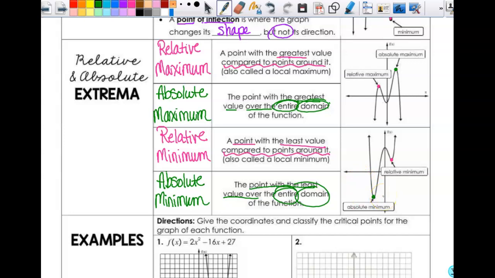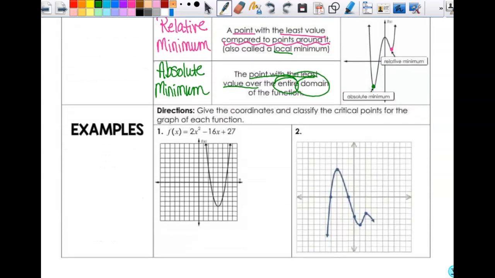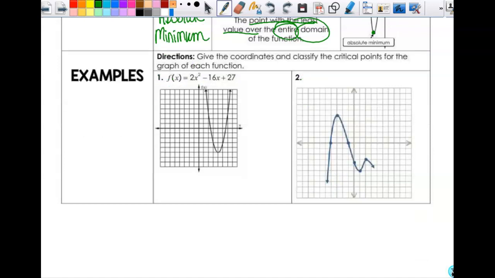Okay, and relative max and mins are also called local max and mins. We'll call them relative, but you'll see that as well. All right, so here it says to give the coordinates and classify the critical points. So critical points, not just max and mins, right? The critical points of the functions. So here, this looks like the only one we've got, right? And that would be a minimum, but it would be an absolute minimum.